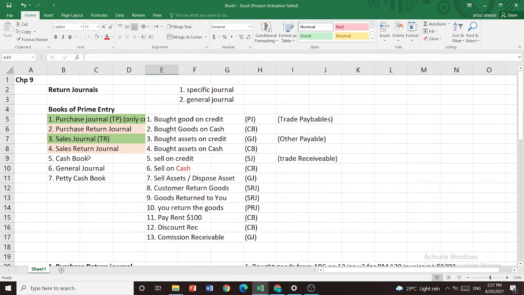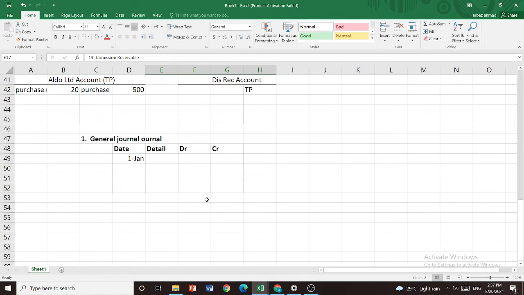I gave you an example here. The entries that will go in the general journal are, for example, selling assets or disposing assets, or buying assets on credit, which are going to be other payables, and commission receivable. So examples like this will go in here. Example, we sell our equipment and we will receive the money later, so other receivable and equipment.